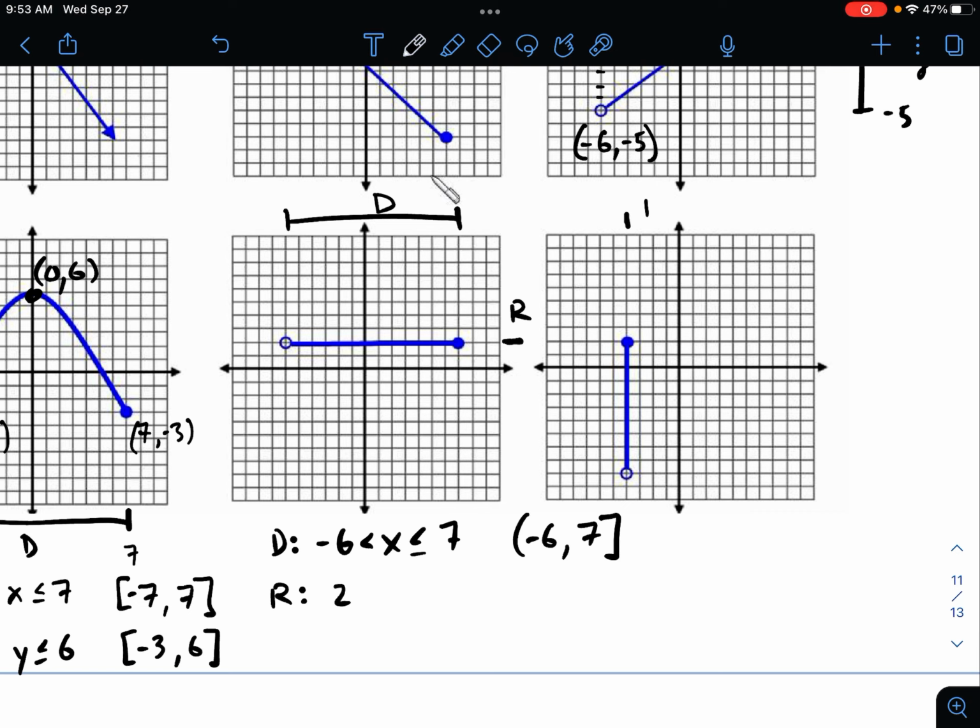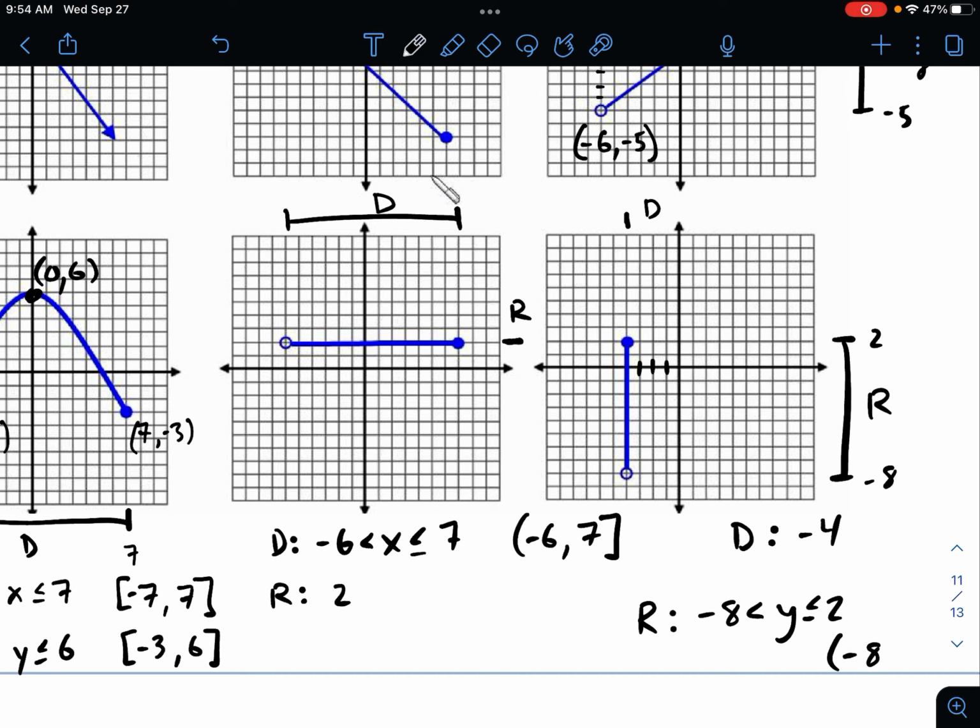For this next one here, kind of the same situation, but for the domain this time, right? My domain is literally just at 1, 2, 3, negative 4, right? The x value is only ever going to be negative 4. So we're going to say that the domain is negative 4. Now my range can vary, right? Because my range, the highest it goes is 2. And the lowest it goes is, let's see, negative 1, 2, 3, 4, 5, 6, 7, 8, negative 8 for my range. So we're going to say that it goes from negative 8, but it doesn't include the negative 8. And it goes all the way up to positive 2.